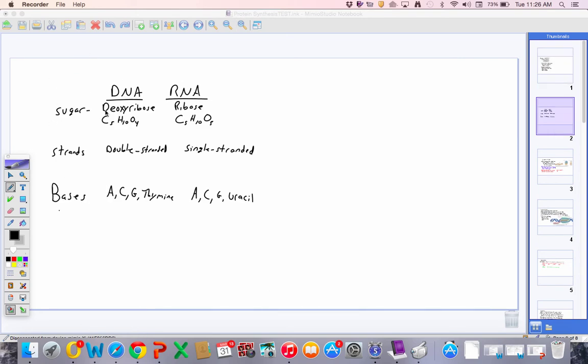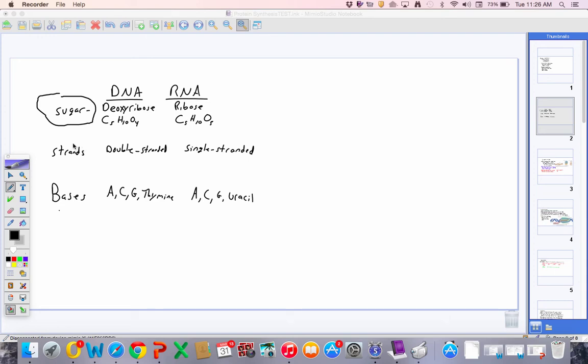To talk about the RNAs, we need to understand their differences. So one difference is in the sugar. The sugar in RNA is different than the sugar in DNA. And the only difference is it has one added oxygen. So in DNA you have deoxyribose, and in RNA you just have ribose.